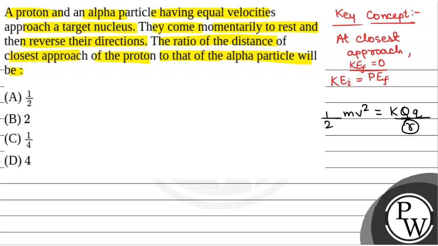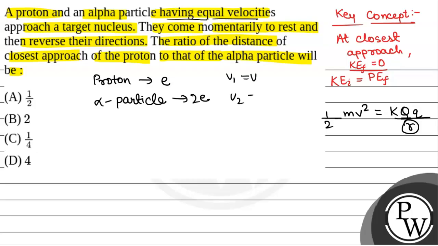Now we will see for proton, charge is e, while on alpha particle charge is 2e, and they are having equal velocities. So v is same. So we will call v1 is equal to v and v2 is equal to also v, and the target nucleus is same. So Q1 is equal to Q, nucleus charge will also be same.